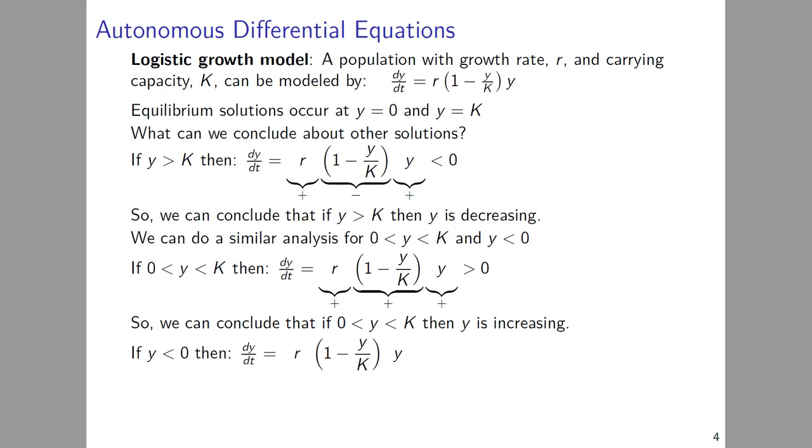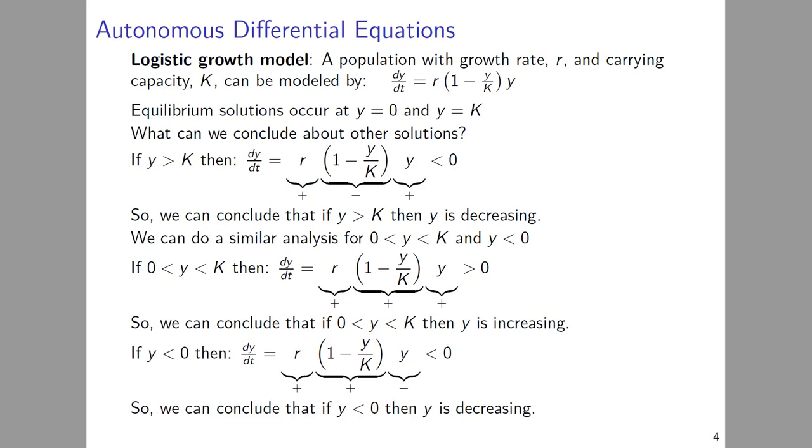Lastly, if y is negative, then dy/dt is going to be a positive number, r, times another positive number. Since y is less than 0, it must be less than k, and again 1 minus y over k will be positive. But then we have times y, which itself is a negative number. So dy/dt is negative, meaning that for y less than 0, y is decreasing, which again, in a population model, doesn't quite make sense, but it could be applicable in other real-life scenarios.